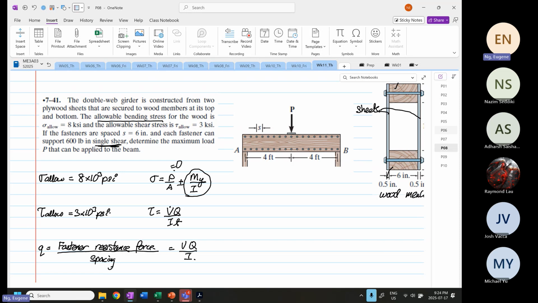Okay, and we know P, which we have to find, is dependent on both the moment M and the shear force V. So you can see different modes of failure. The first mode of failure is normal stress. Then we have shearing stress.